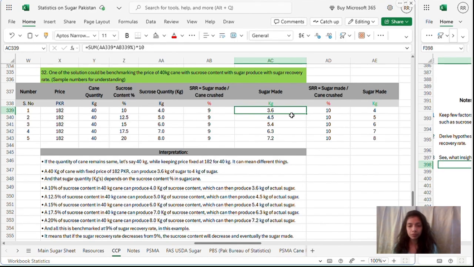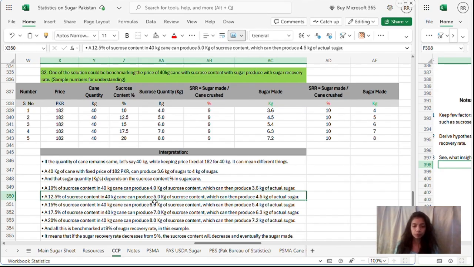Actual sugar means, when you have sucrose content, it is in a state which is sweet but in the form of juice. When the mills process the cane, they turn that sucrose content from the sugarcane into sugar, actual sugar. So therefore it's written actual sugar.